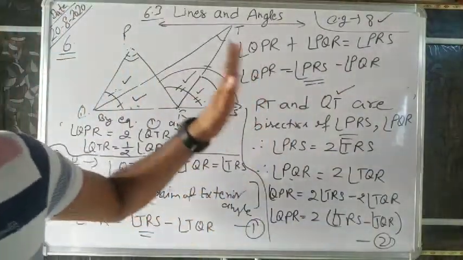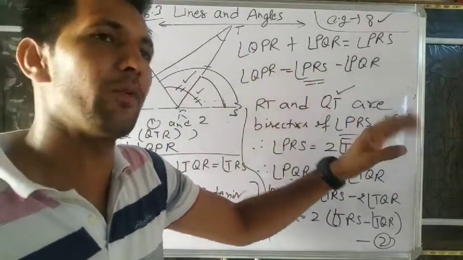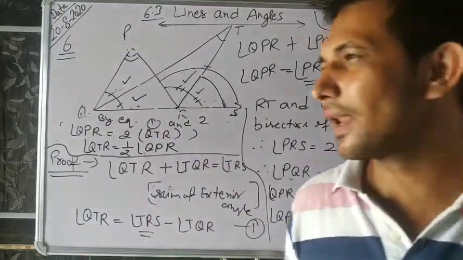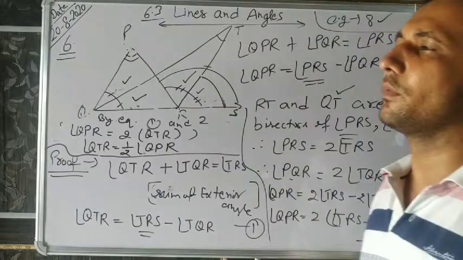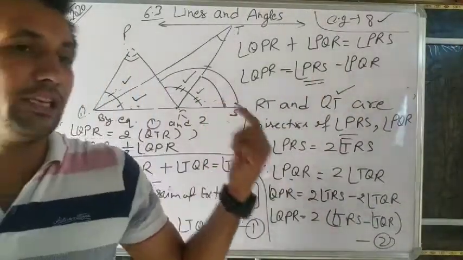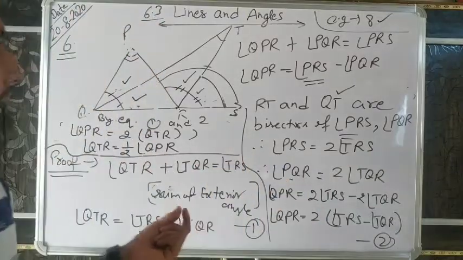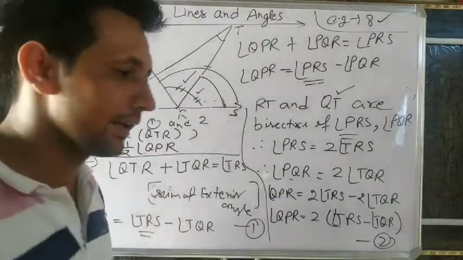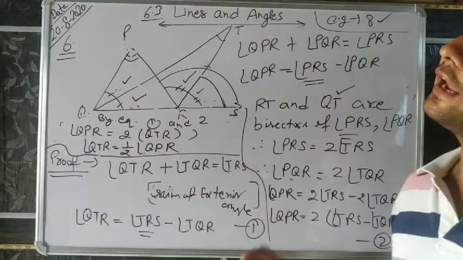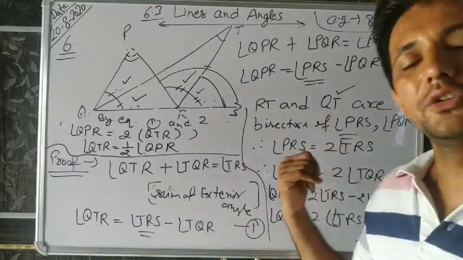I hope everyone understood it. This chapter is a very easy chapter. We have to remember only what a transversal line is, what parallel lines are, what vertically opposite angles are, what alternate interior angles are, what a linear pair is, what adjacent angles are, and the angle sum property of a triangle. So we will use only these. Again we will use them in 10th class also.